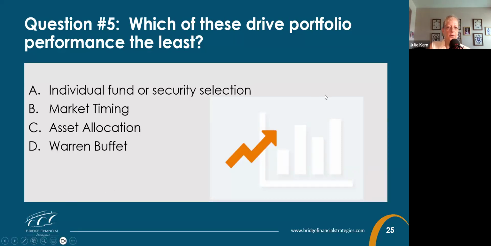Okay, so another question: which of these items drive portfolio performance the least? So our earlier question was which of these drive portfolio performance the most. This one is which drives portfolio performance the least? So go ahead and put in your answers.